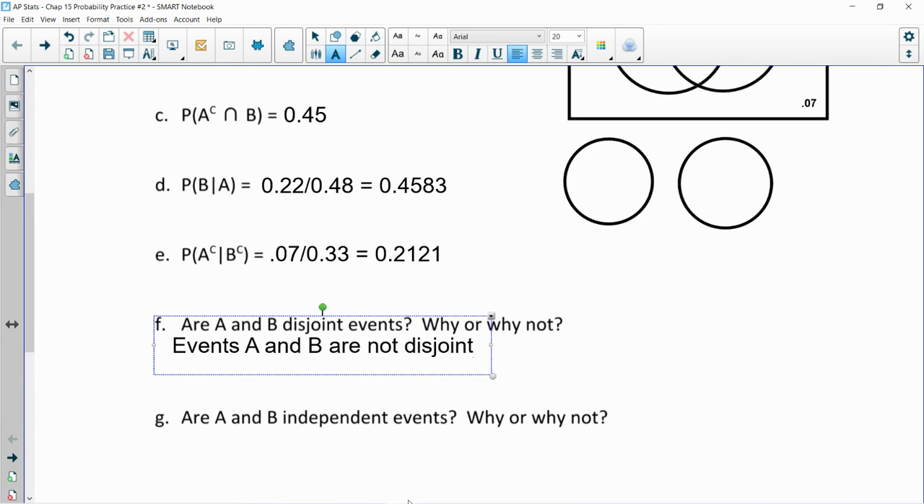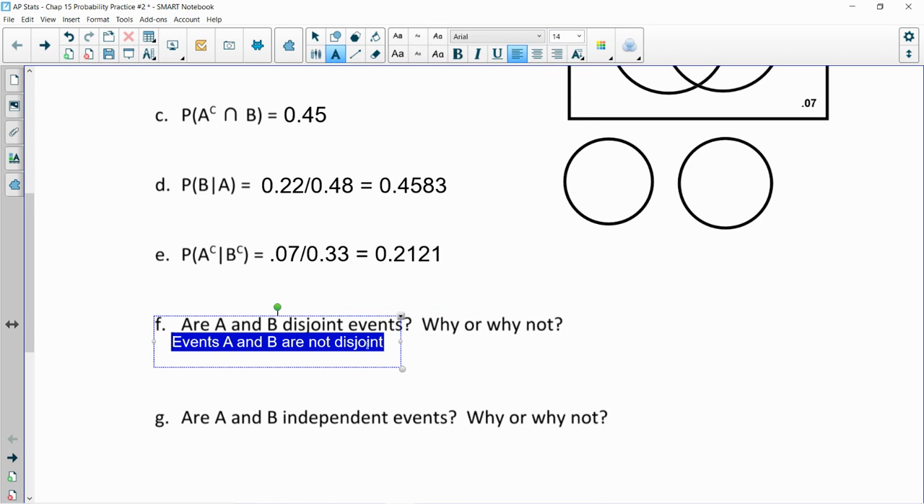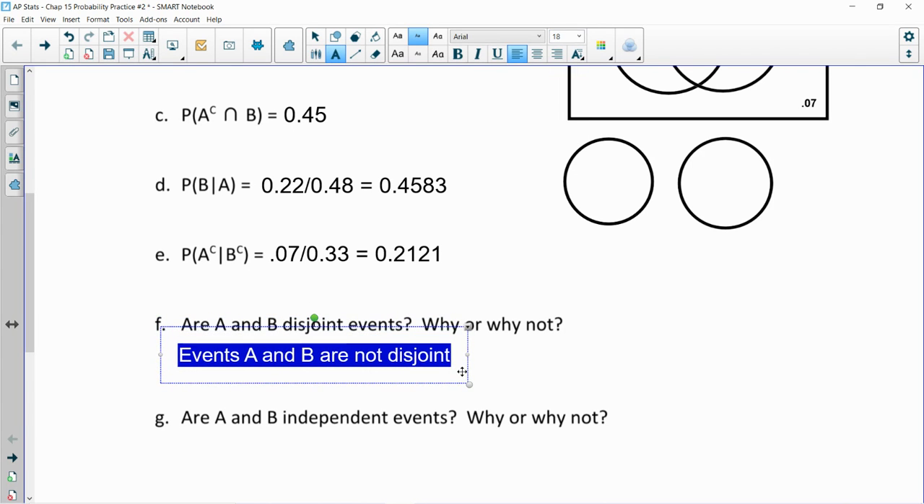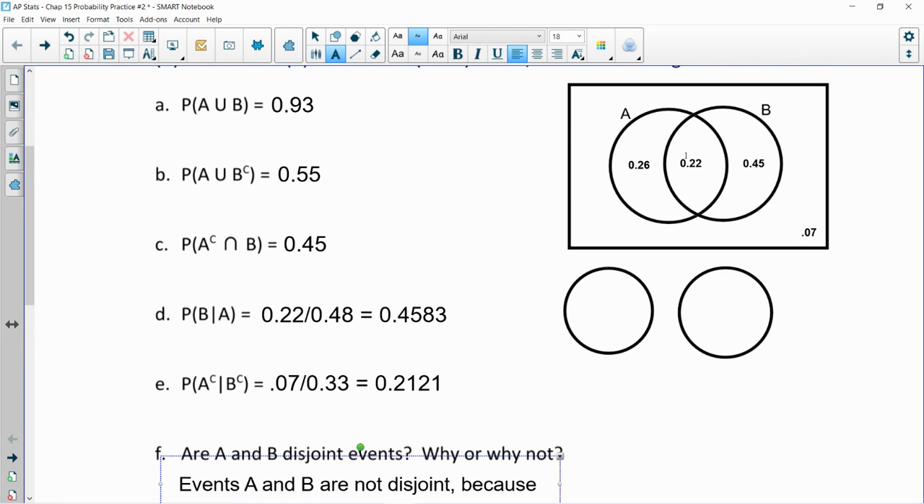We begin by answering the question, yes or no. So events A and B are not disjoint because, and you can do 2 things here. You can give an explanation in written words, in a sentence. What I prefer, and I think what the folks at the College Board prefer, is using a statistical interpretation of what you see. They're not disjoint because they have an overlap.